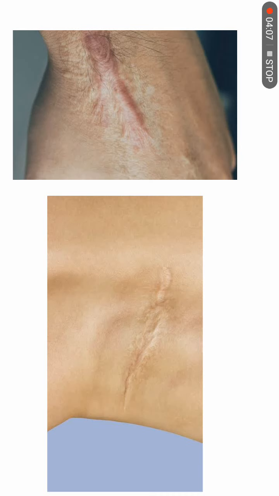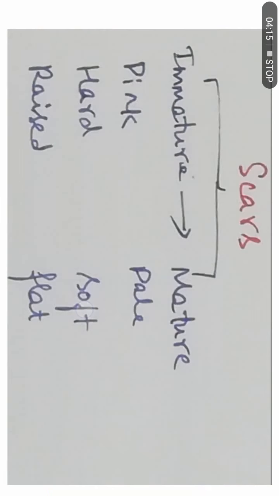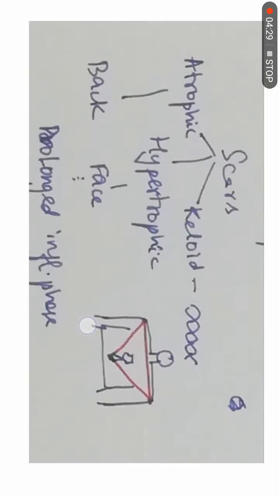Okay, moving on to the next topic, which is scar. This one is an immature scar. This is a mature scar. Based on the color, this is pink and this is pale. Let's see more about it. So immature and mature scar. An immature scar is usually pink and a mature one becomes pale. The immature one is harder, the mature one is softer. Immature is raised, whereas mature is flat.